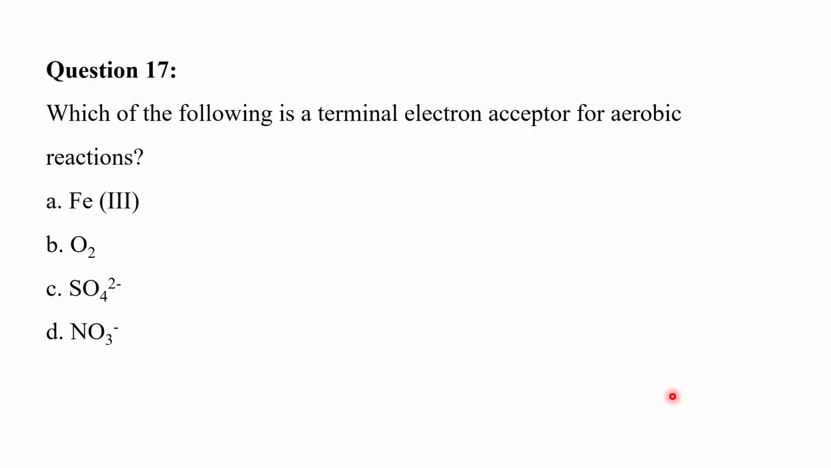Option C, SO4 2 minus, and option D, NO3 minus. All these are actually examples of terminal electron acceptors in case of anaerobic reaction where oxygen is not present. So now for humans you can only see the aerobic respiration pathway, but for other microorganisms there are certain bacteria that have the capability of growing in anaerobic conditions. Okay. So there are certain bacteria that can actually grow without the presence of oxygen.